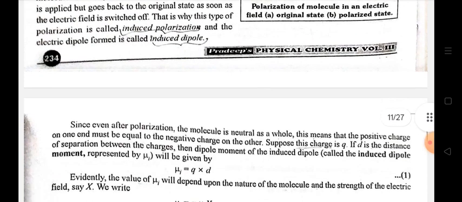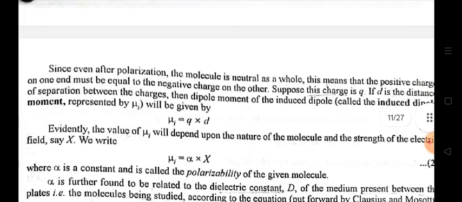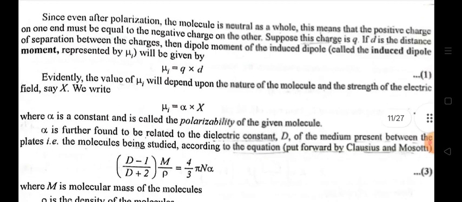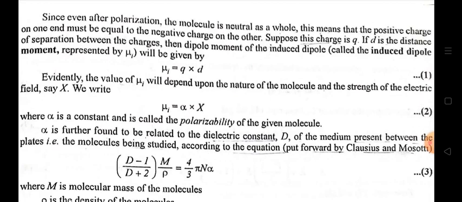Since even after polarization the molecule is neutral as a whole, the positive charge on one end must be equal to the negative charge on the other end. Suppose this charge is q, and d is the distance of separation between the charges. Then the dipole moment of the induced dipole, called the induced dipole moment and represented by mu I, is given by mu I = q × d, equation 1.